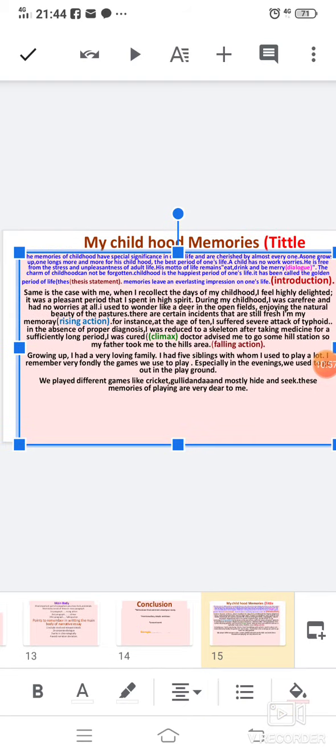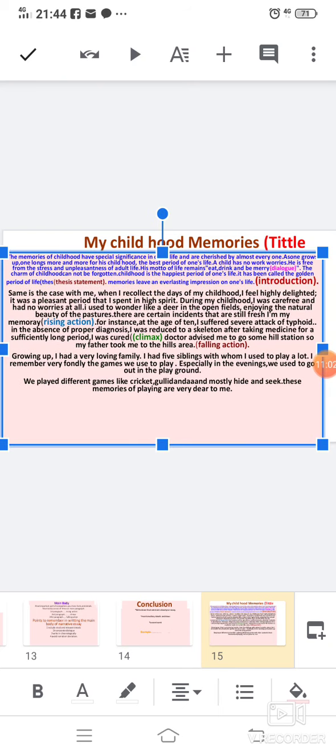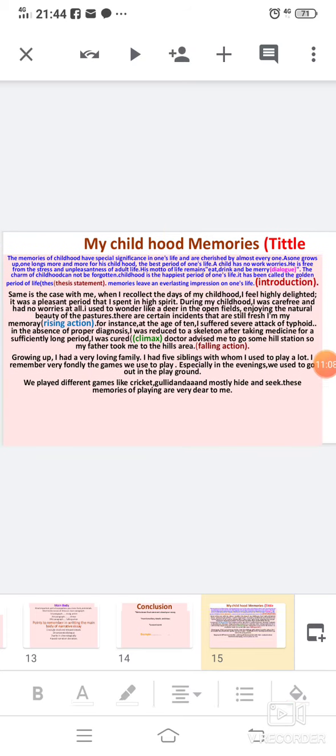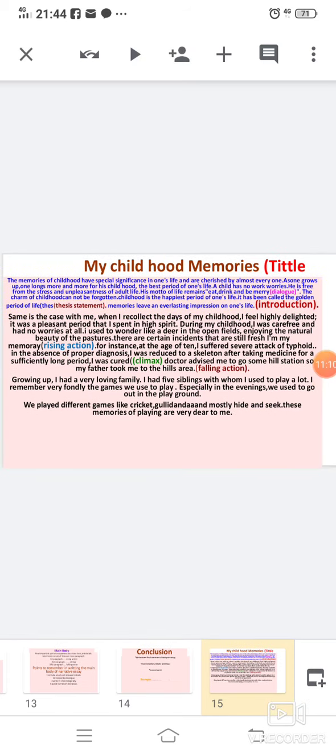Next. When I recollect the days of my childhood, I feel highly delighted. It was a pleasant period that I spent in high spirit. During my childhood, I was carefree and had no worries at all. I used to wander like a deer in the open fields, enjoying the natural beauty of the pastures. There are certain incidents that are still fresh in my memory.